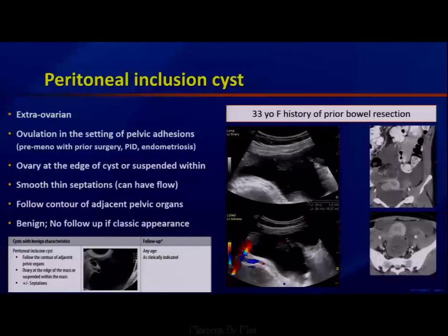Here you can see the ovary on the left side suspended in this cystic lesion, if you will, or loculated fluid. This was a large peritoneal inclusion cyst. Here's the correlate on CT with the ovary here. Follow-up is really by the clinical presentation and symptoms.